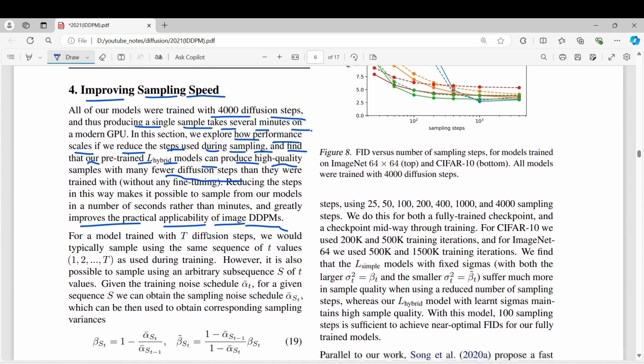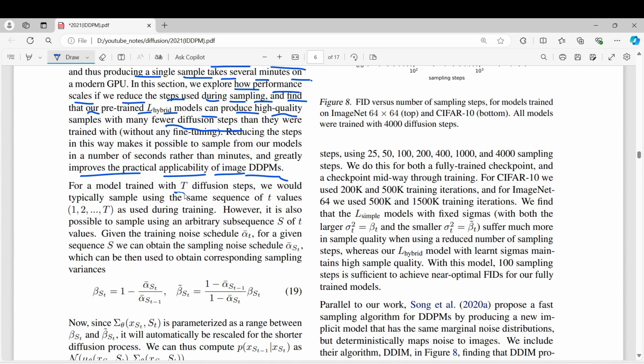And they give this quantity here. If the model was trained on T diffusion steps, we should typically sample using the same sequence of T. But it is also possible to sample using an arbitrary subsequence S of T values. Given the noise schedule alpha bar t, for a given sequence S, we can obtain the sampling noise schedule. So this is a new sampling noise schedule, and we are focusing on the new subsequence of T.